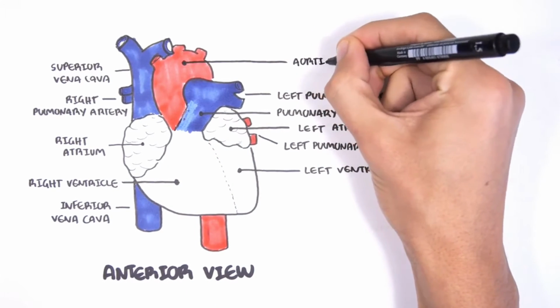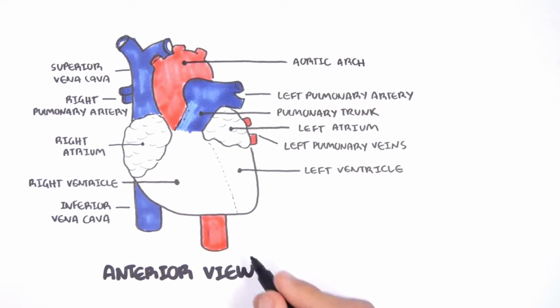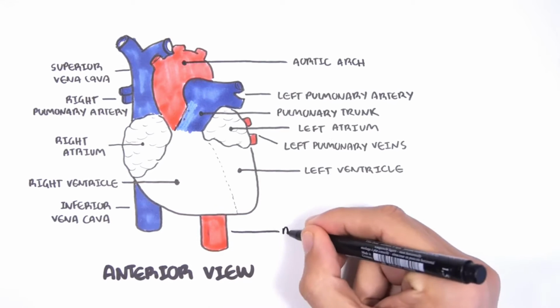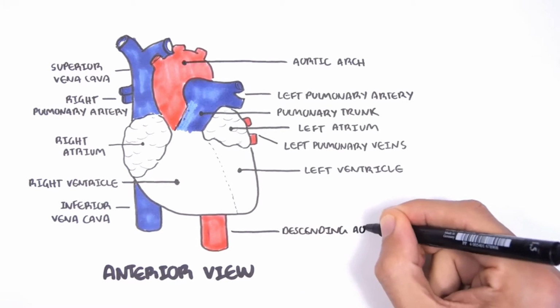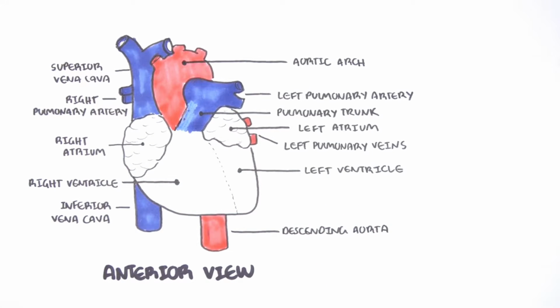And the top part of the aorta here is known as your aortic arch. The blood can then go up to the upper body or down to the lower body via the descending aorta from the back.